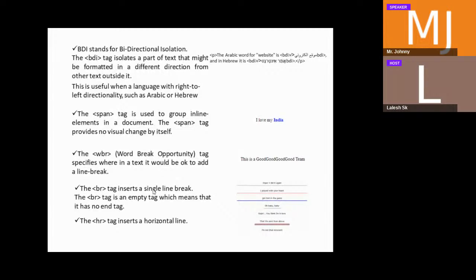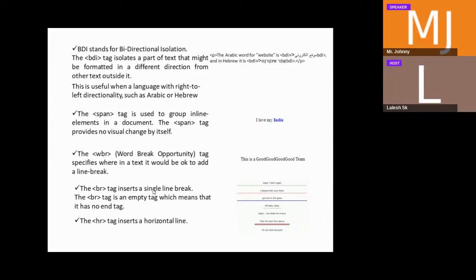Next one is span tag. Span is an inline element. Whatever we are trying to write, it will display in the same line. It will not give us a break. Next one is WBR. WBR stands for word break opportunity. If I want to give a break for a particular word based upon the browser condition, then it will add a new line break.